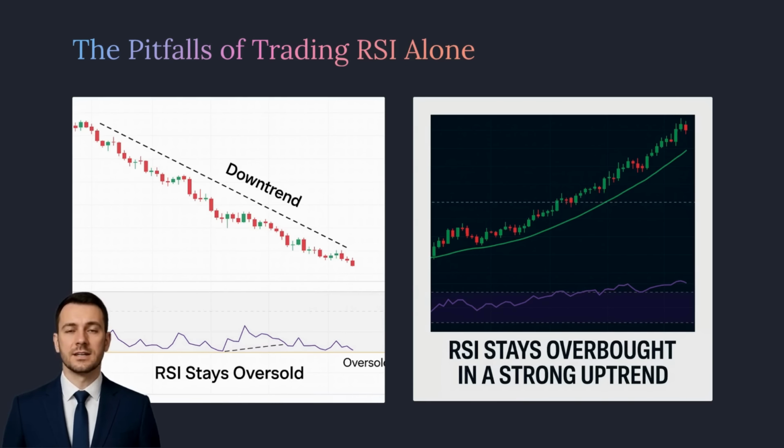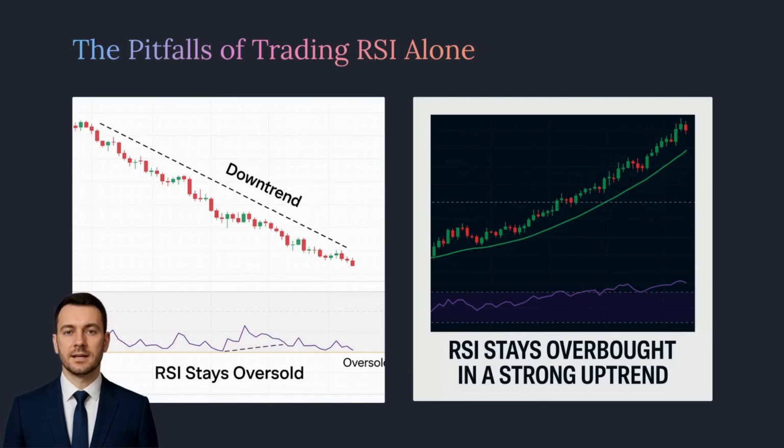In strong trends, RSI can stay overbought or oversold for a long time, and price can continue running in the trend direction. For example, in a sharp downtrend, RSI may drop below 30 and remain oversold while the price keeps falling for an extended period. A trader who buys just because RSI fell below 30 could suffer continued losses as the downtrend persists. Conversely, in a strong uptrend, RSI can hover above 70 for an extended time while price keeps climbing.